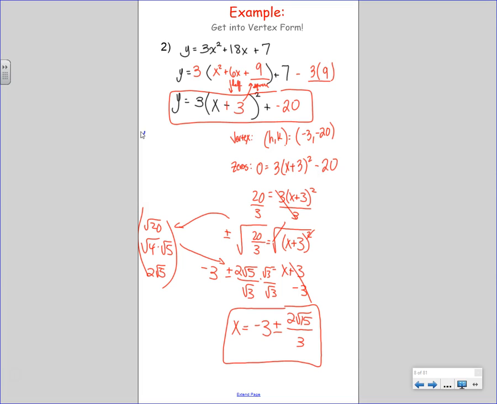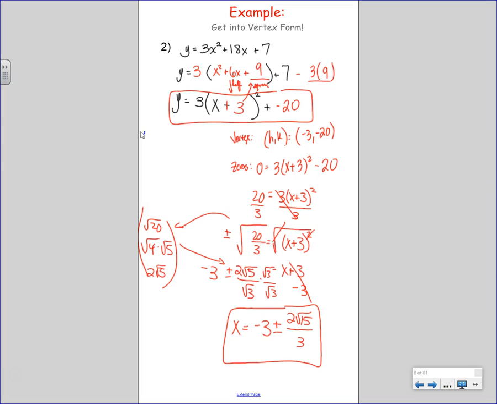We would have had to solve this: x equals negative b plus or minus square root b squared minus 4ac. These are nasty zeros. They're not nice ones. We would have had to use the quadratic formula if we hadn't gotten it into vertex form. Help me out, kiddos. Who's B? 18. Is it negative? Oh, it's positive.